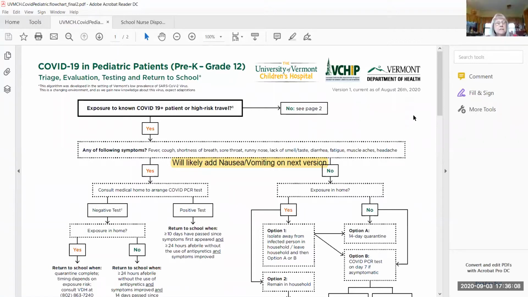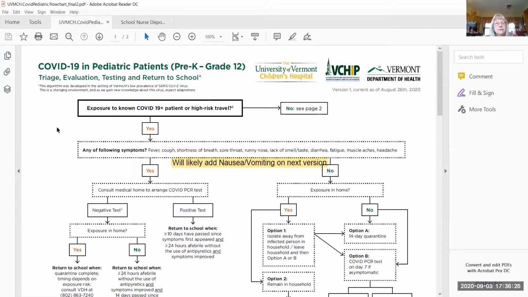So I just want to point out, this is the version as of August the 26th. We've already had a couple of suggestions for changes, so this is going to change. Don't print out 100 copies of this or anything like that.